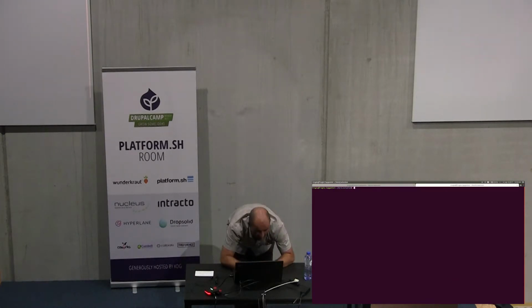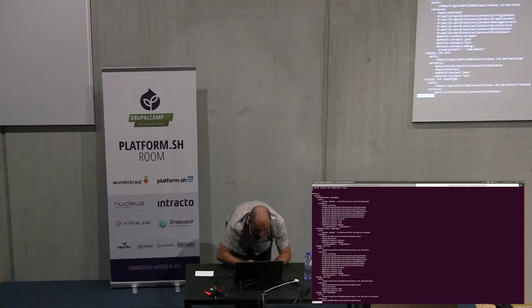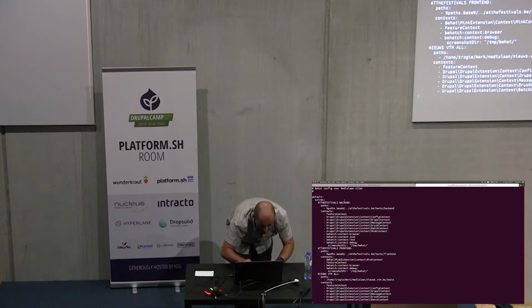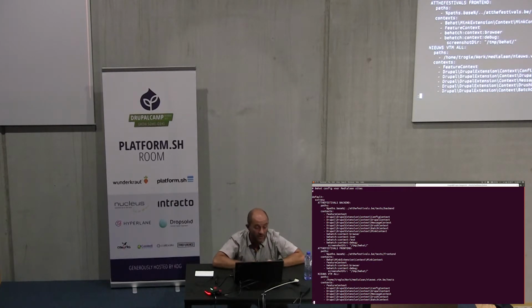I go to my Behat directory. Is that readable there above? I hope so. Let's see the YAML. I'll just show a little bit of that big YAML file. How do I make this bigger? Okay, so we have the At the Festivals backend.